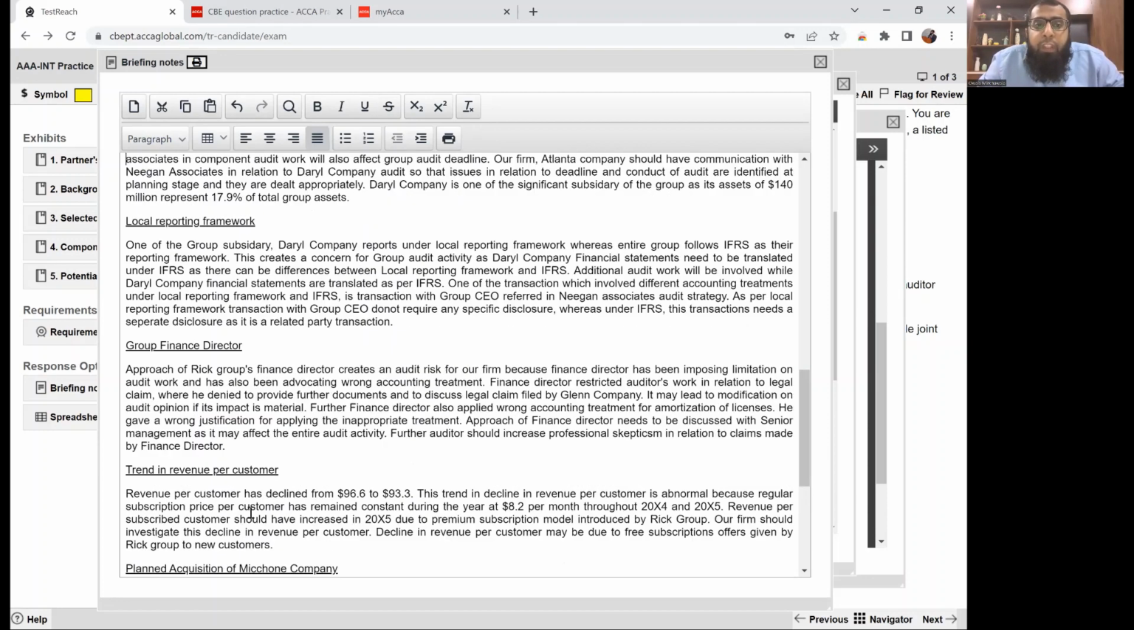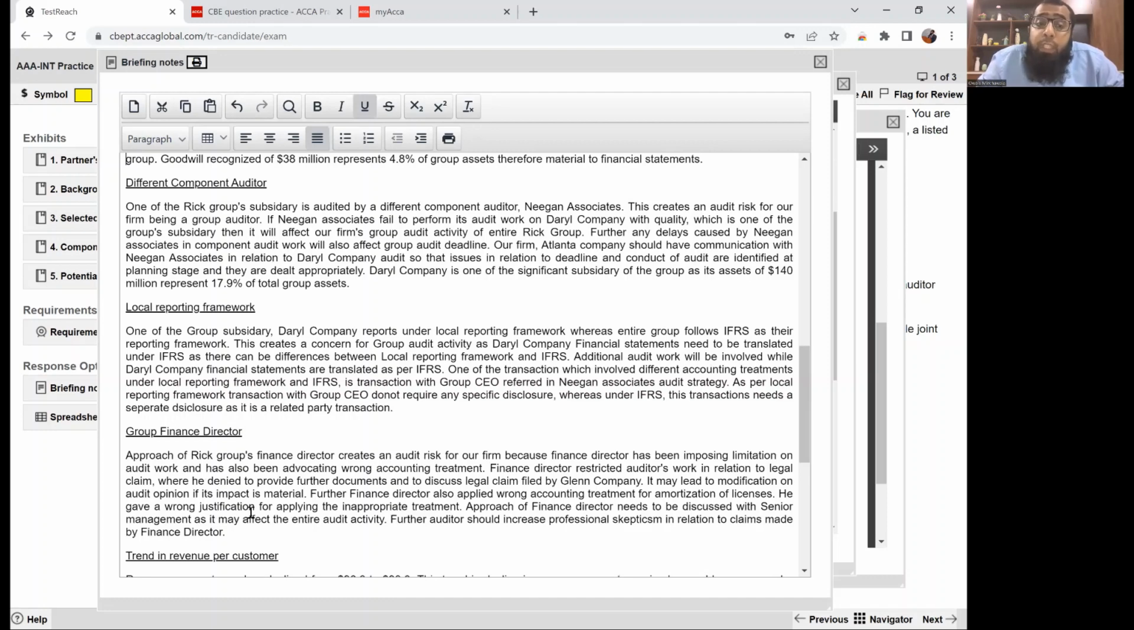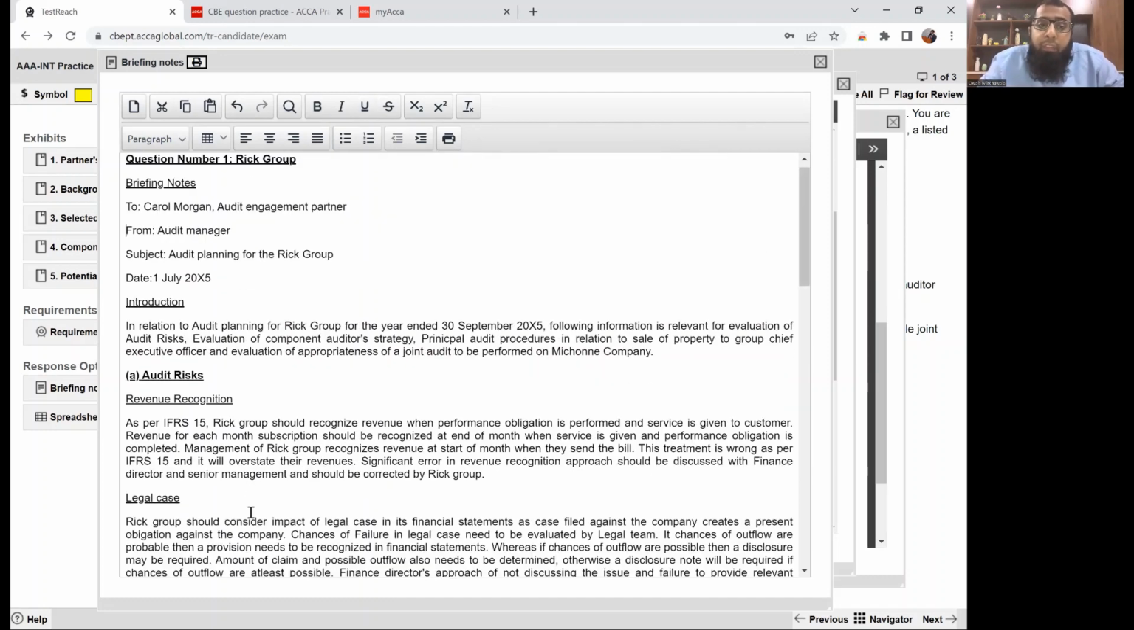Okay, so if we look at this entire answer, now this was a 21 marks answer. First, we made briefing notes. The format will also give you marks. Then we wrote the introduction. And then in audit risk, which was part A, which was of 21 marks, what we did was we developed each of the risks and we try and use professional language.